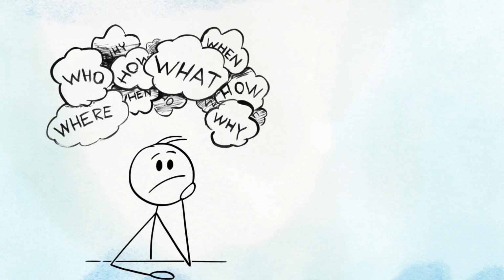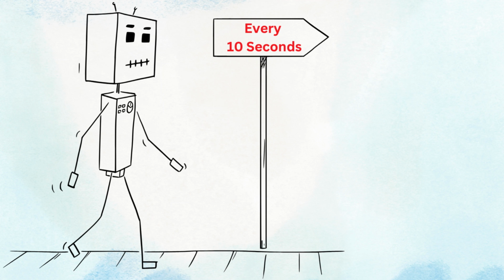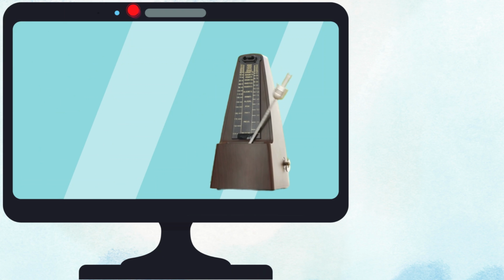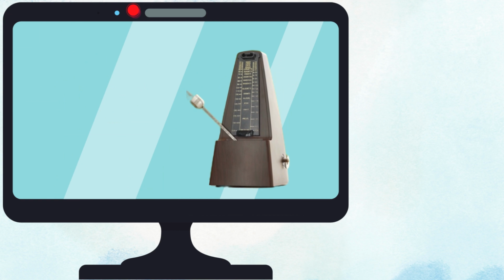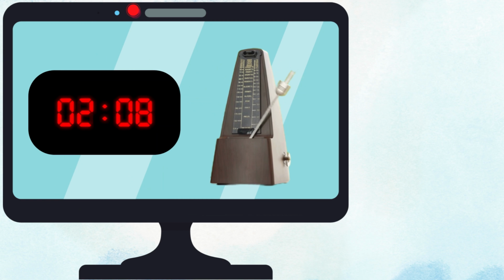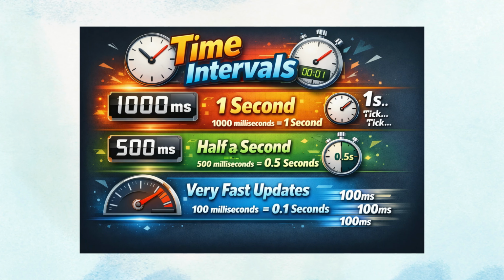So what exactly is a timer? A timer is a component that runs code automatically at regular intervals. Think of it like a metronome. Tick, tick, tick. Every tick, your code executes. The interval is defined in milliseconds. That means 1000 milliseconds equals 1 second. 500 milliseconds equals half a second. 100 milliseconds is a very fast update.